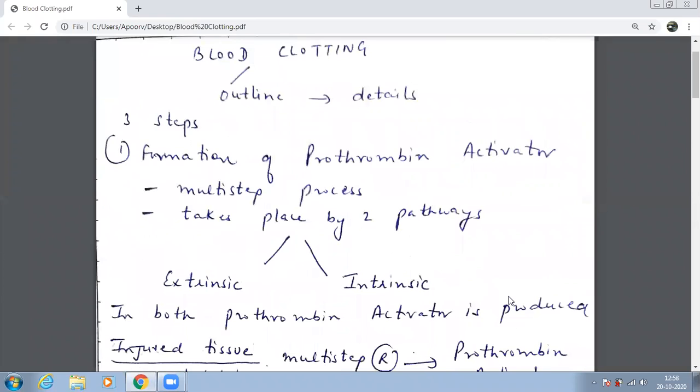Let me take up with you once again. There are 3 main steps in blood clotting. What is the first step? Formation of prothrombin activator. And this is a multi-step process. It takes place by how many pathways? Two pathways, extrinsic and intrinsic. Whether it is extrinsic or intrinsic, which is the final product? Prothrombin activator.